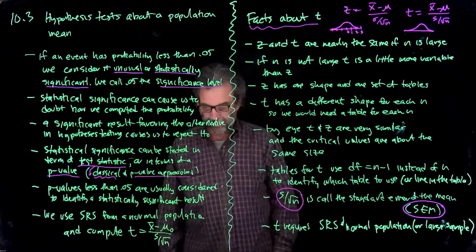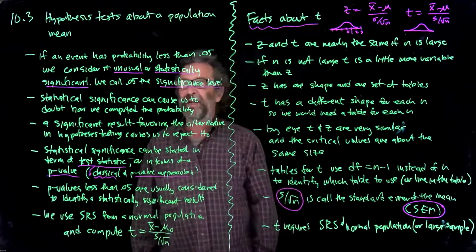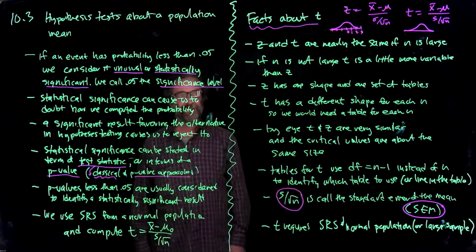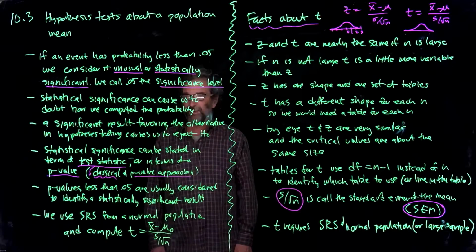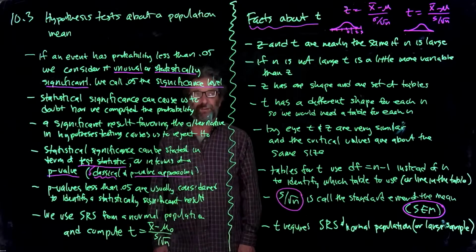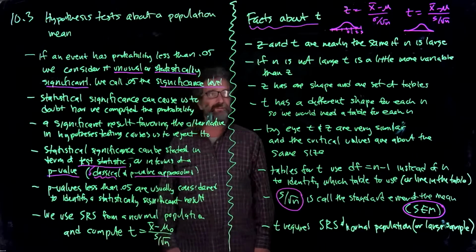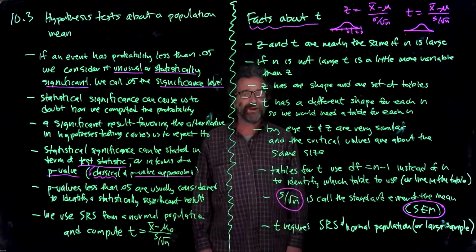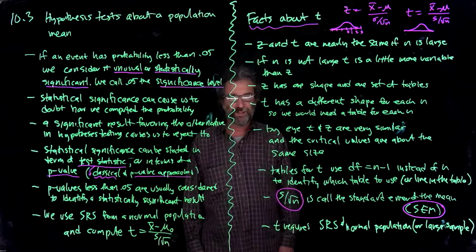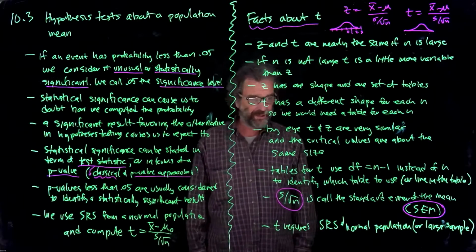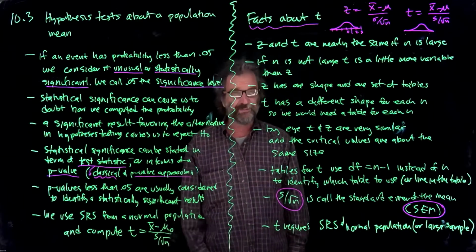So that's our introduction to, we haven't done any hypothesis testing. We've just written a bunch of stuff down and made a bunch of statements about how hypothesis testing works when you're testing the mean, and how t and z compare, because we've been using z with proportions. Now we use t with the mean. And I guess we're ready to move on to the next slide.